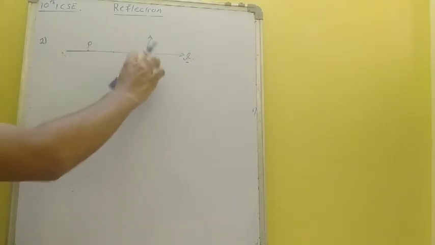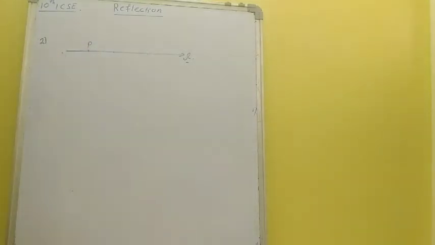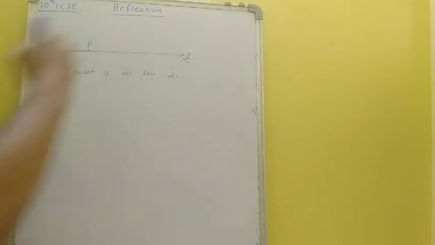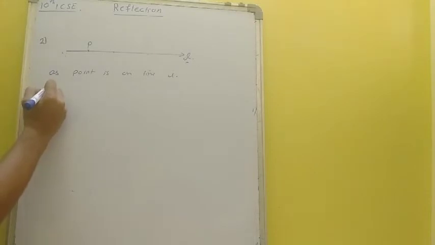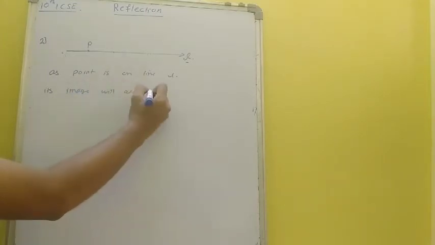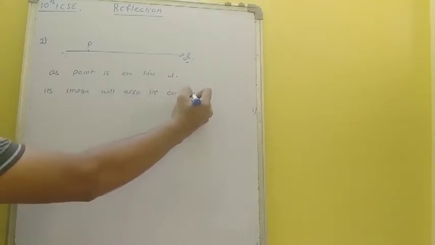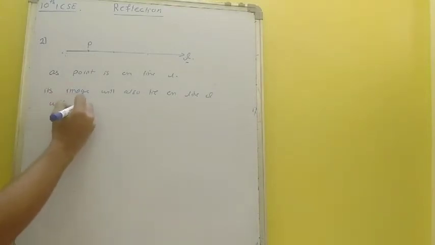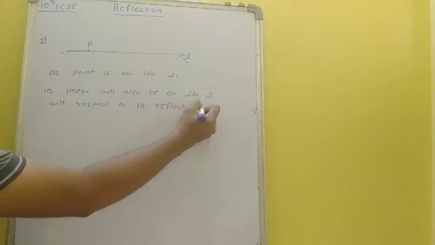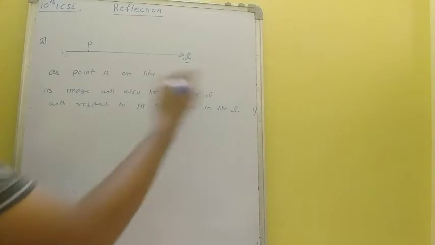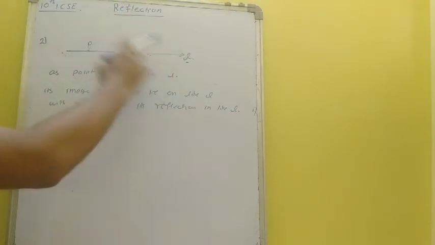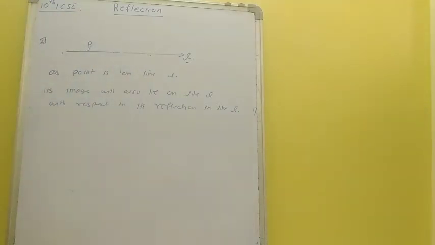But if the point is on line L, therefore as the point is on line L, its image will also lie on line L with respect to its reflection in line L. Okay, suppose this point was to be reflected in some other line, its image would be over here, but as it is reflected in the same line, it cannot have its image on the other side, it will remain on the same line.